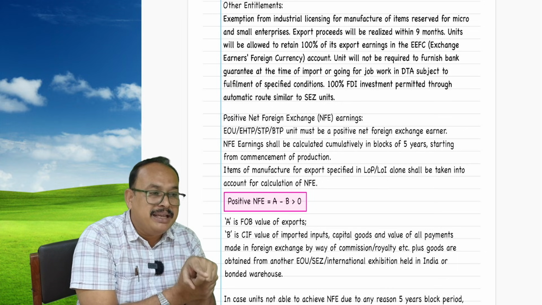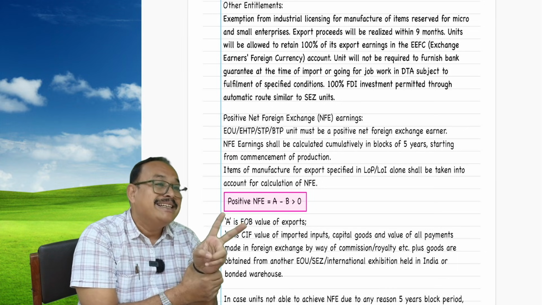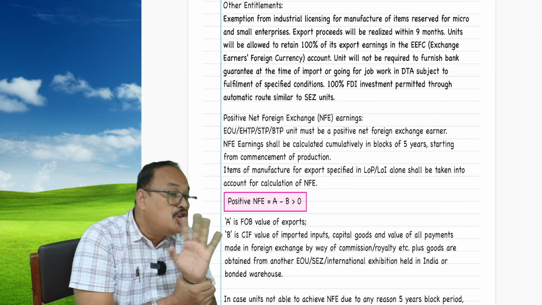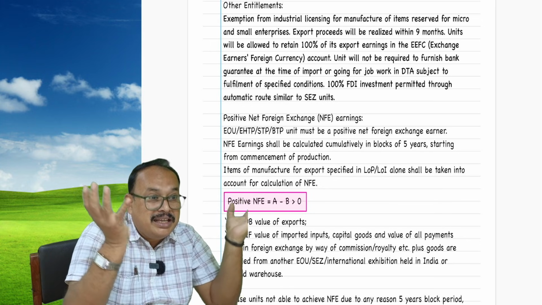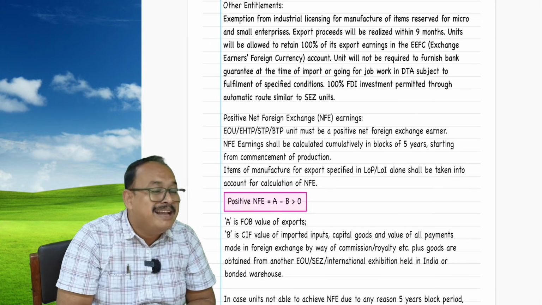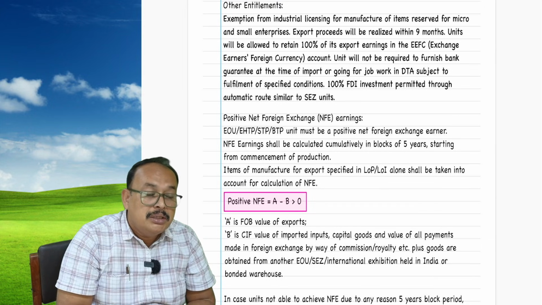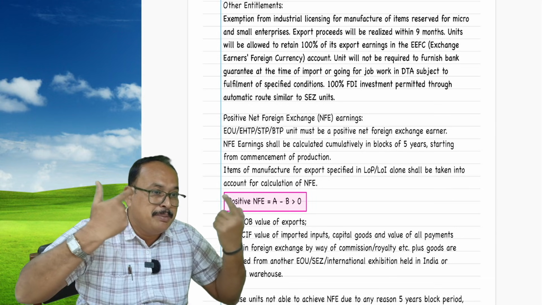A minus B greater than 0. A is our export, B is our import. This is not to be verified every year, but across the block of 5 years. As long as I fulfill this condition, A minus B greater than 0, where A is our export and B is our import, my license will be renewed every 5 years as an EOU, EHTP, BTP.